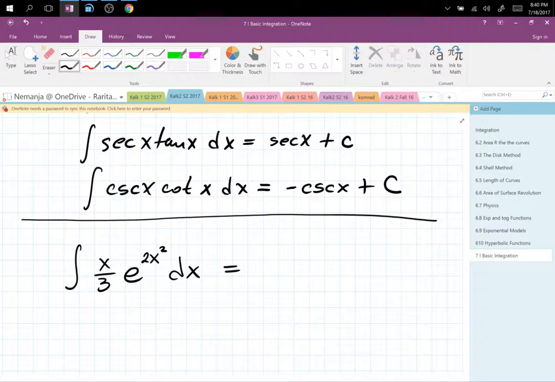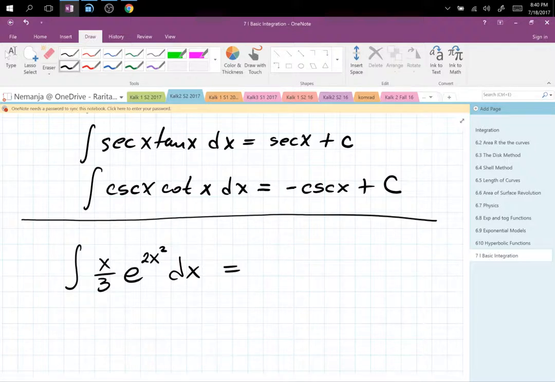So we got integration by parts, and then the trig integrals, trig substitution, partial fraction decomposition, other integration strategies, numerical integration, and yeah.